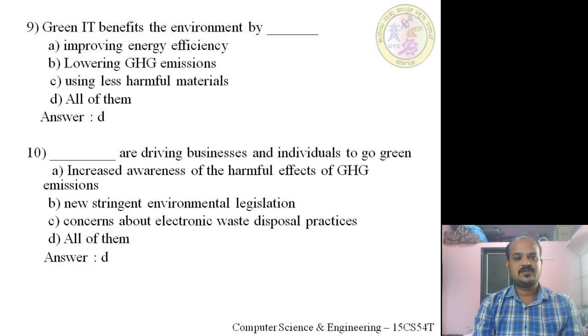So next, ninth question, that is green IT benefits the environment by improving energy efficiency, lowering GHG emissions, using less harmful materials. Last one is all of them. The correct answer is all of them, because all these are the benefits of green IT, because it improves the energy efficiency, it lowers the GHG emissions, and it uses less harmful materials. So that's why the correct answer is D, because in option D they have mentioned all of them.